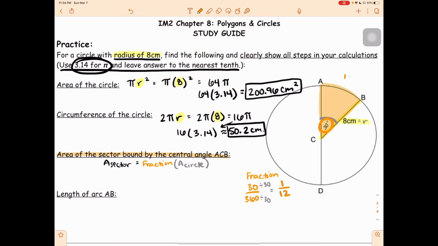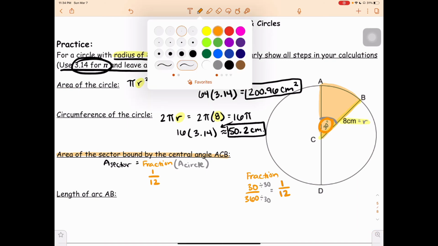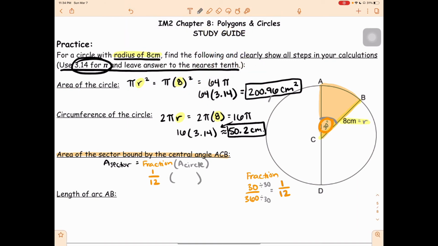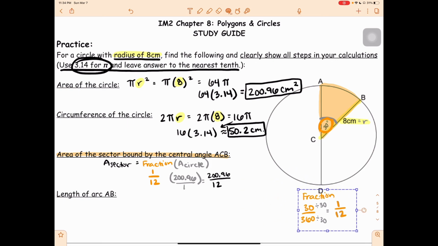So this part over here is 1/12 of the entire circle. The area of the sector is going to be 1/12 times the area of the circle, which is 200.96. Now if we wanted to multiply that together, we just have to put this one over 1 and then multiply straight across. 1 times 200.96 is 200.96. 12 times 1 is 12.